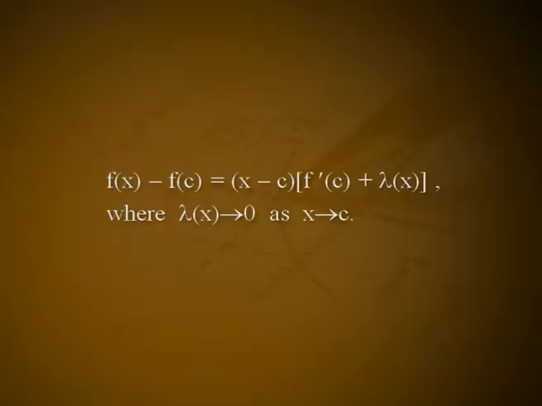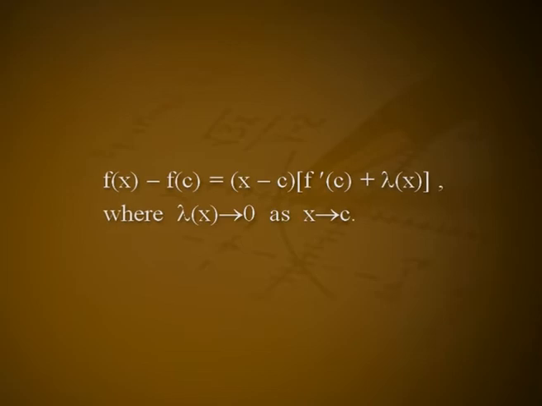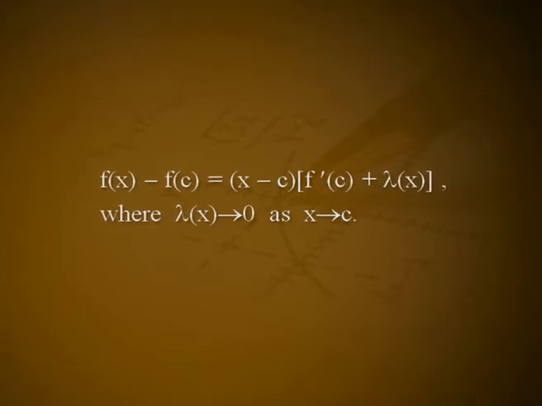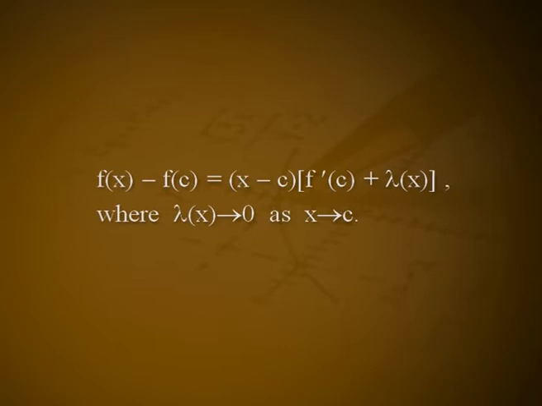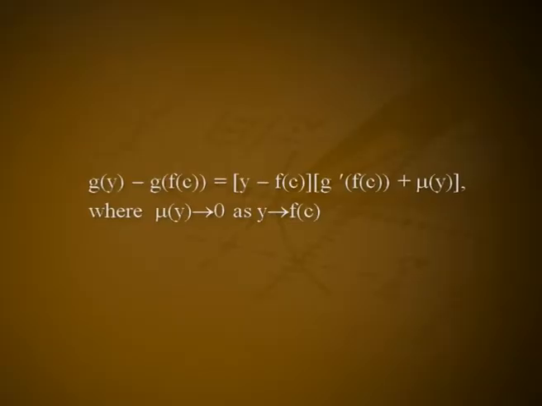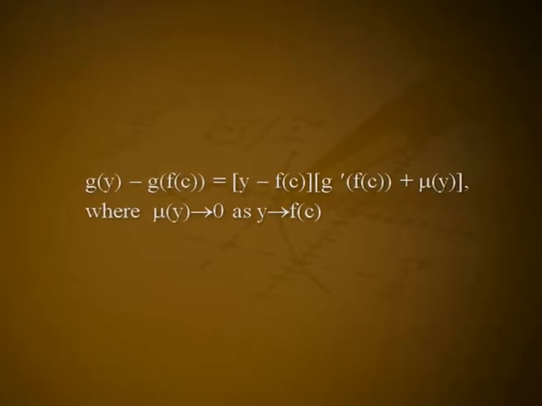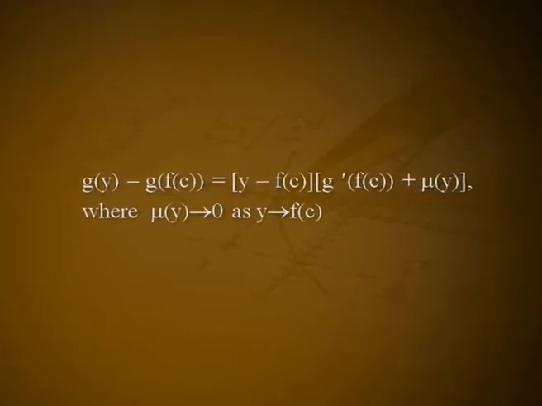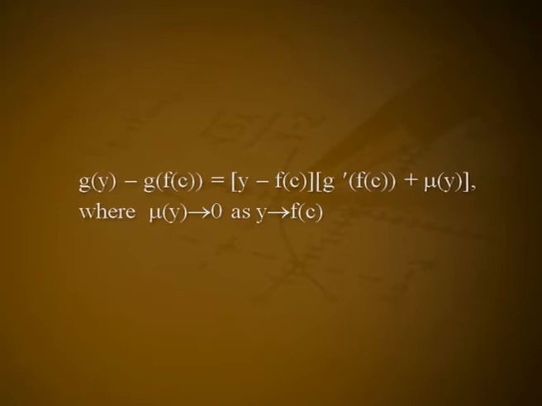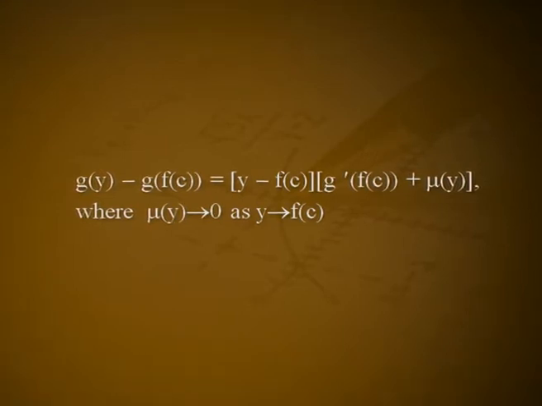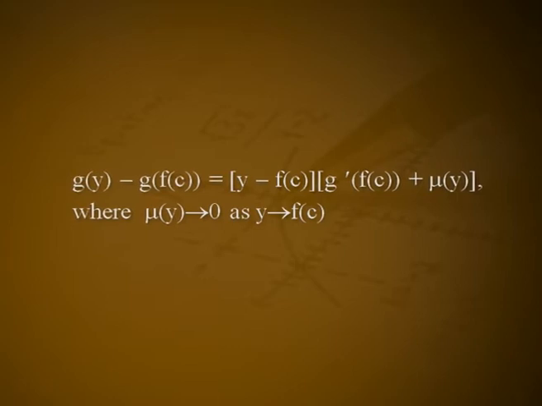Proof. Since f is differentiable at c, there exists a function lambda on I such that f of x minus f of c equals (x minus c) into f prime of c plus lambda of x, where lambda of x tends to 0 as x tends to c. Again, since g is differentiable at f of c, there exists a function mu on J such that g of y minus g of f of c equals (y minus f of c) into g prime of f of c plus mu of y, where mu of y tends to 0 as y tends to f of c.